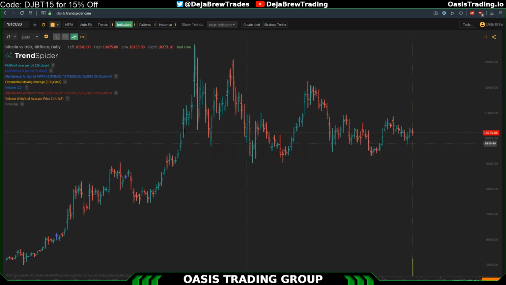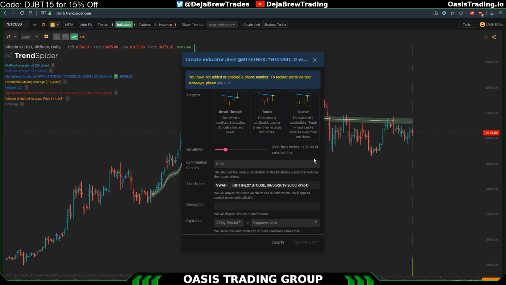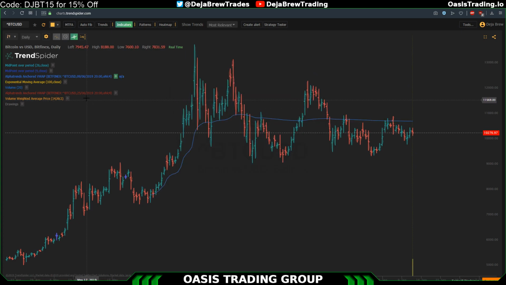Now you can create alerts on these lines just as you would with anything else on TrendSpider. If you want to, right-click on your anchored VWAP, and you can create all the same alerts that you create with their other indicators. That's going to be it for the raindrops for now. I'm also going to talk about the strategy tester. Let's get started on that.